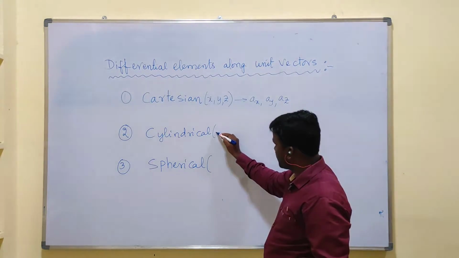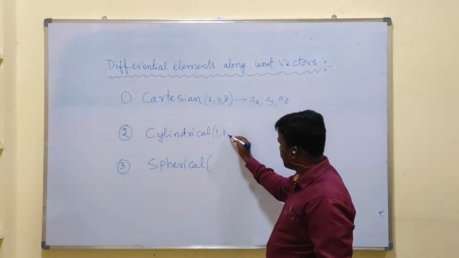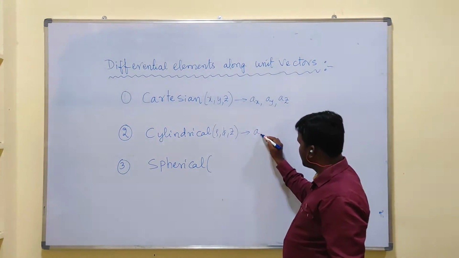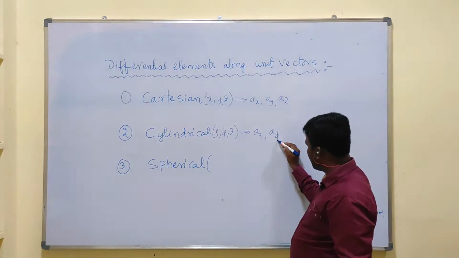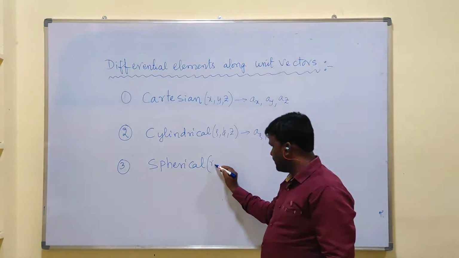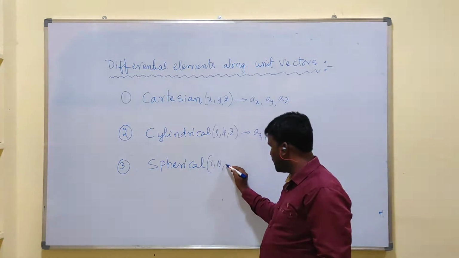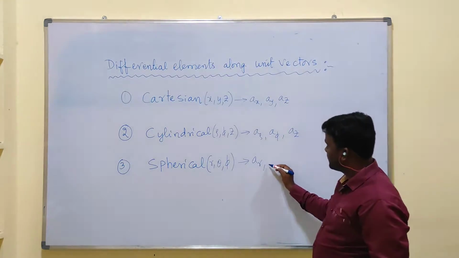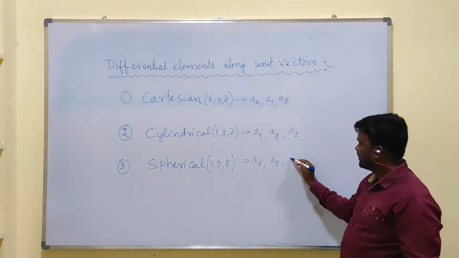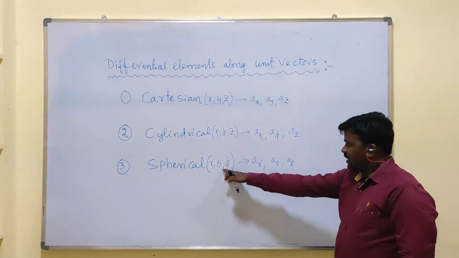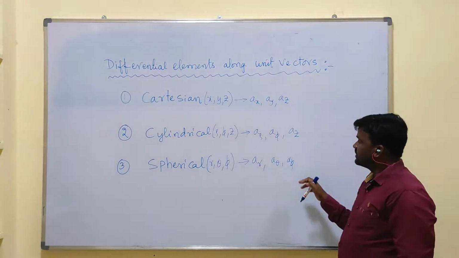Similarly, in cylindrical coordinate system, elements are rho, phi, z, and the unit vector along rho is a rho, along phi, a phi, along z, a z. Similarly, elements in spherical coordinate system are r, theta, phi, and the unit vectors are a r, a theta, a phi.